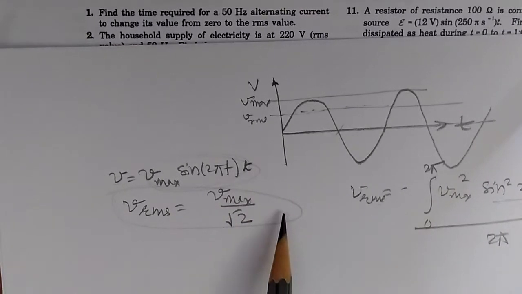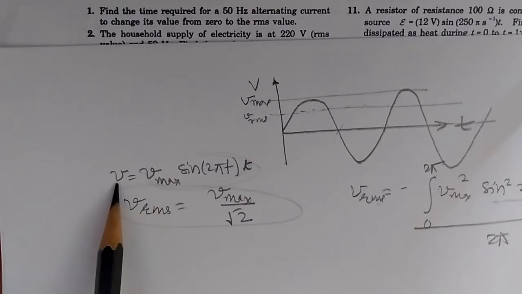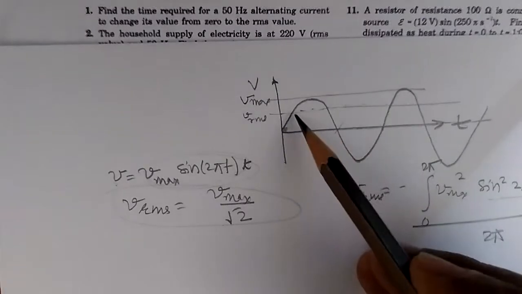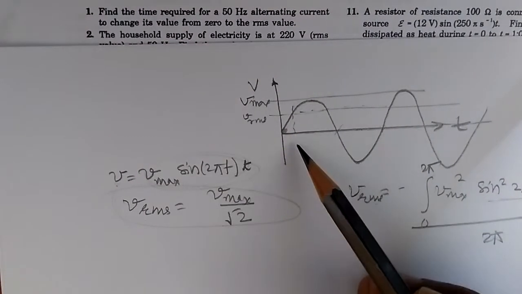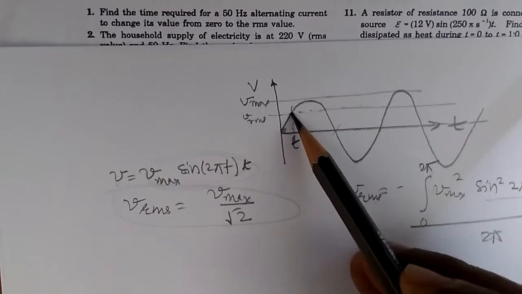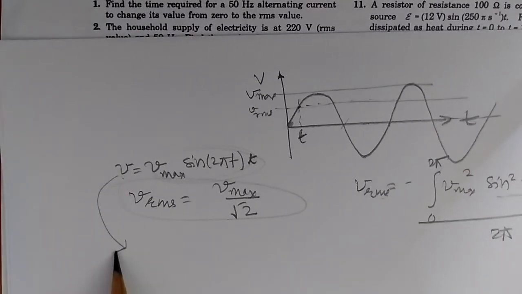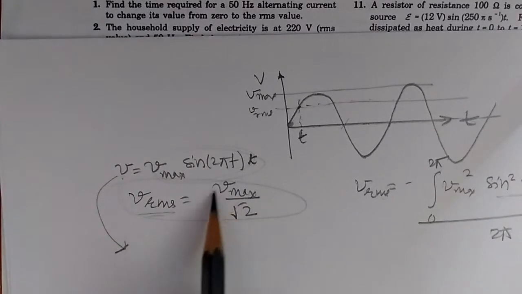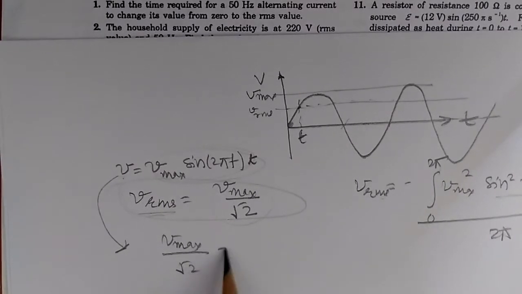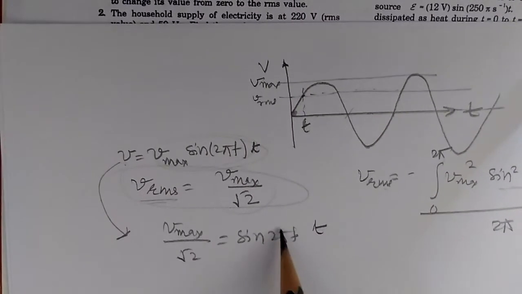Now in this one we are required to know when this value of V is the same as the RMS value. It starts from here at 0 and keeps rising. We need to find out at what value of time t this value of V is equal to the RMS value. So what we need to write? We will write V as equal to Vrms, which is V max divided by square root of 2, is equal to sine 2 pi f into t.